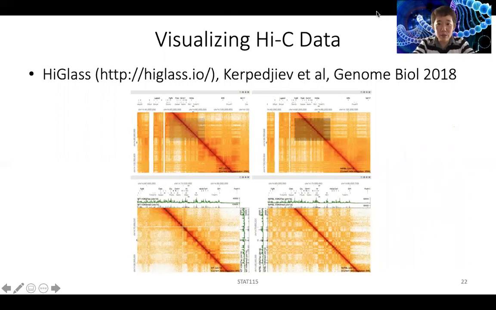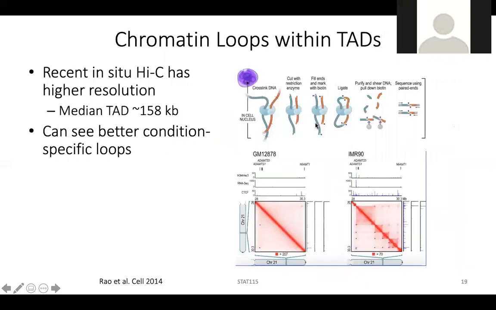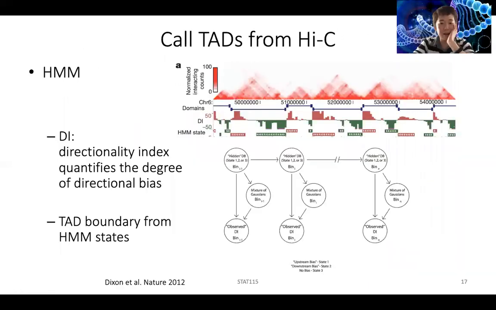And I do see questions. Let me see. One question about the hidden Markov model. So Jack, what is your question about hidden Markov? Yeah. Can you go back to the hidden Markov model slide? Yeah, here. Yes. Yeah, this one.